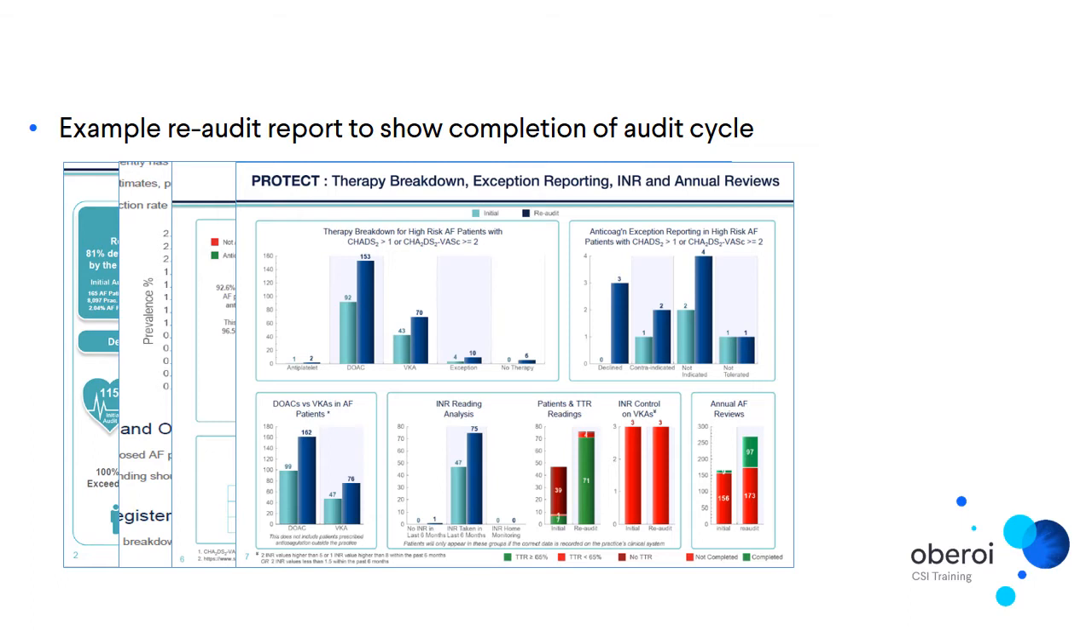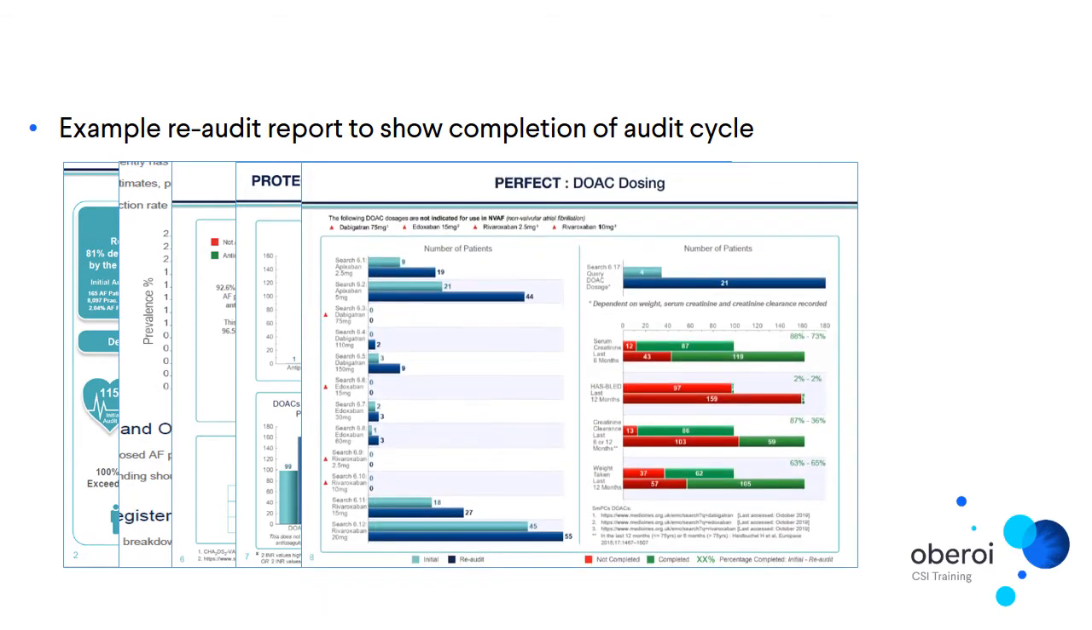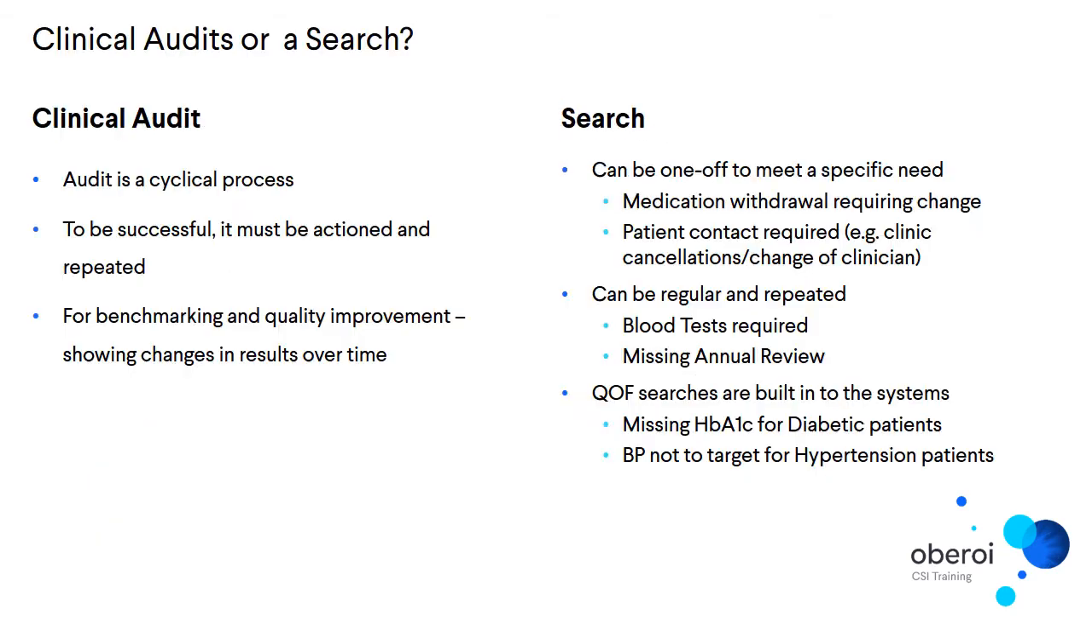Again, all these graphs are showing the changes that have happened: how many patients have got exception coding, how many have had an INR analysis, how many have had an annual review, etc. Same with the breakdown of the therapy and the DOAC dosing. So that shows that's an audit rather than a search, because it's been redone and the report has picked up the changes that have been made.